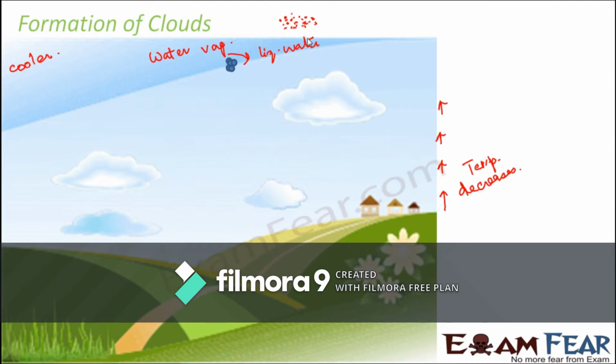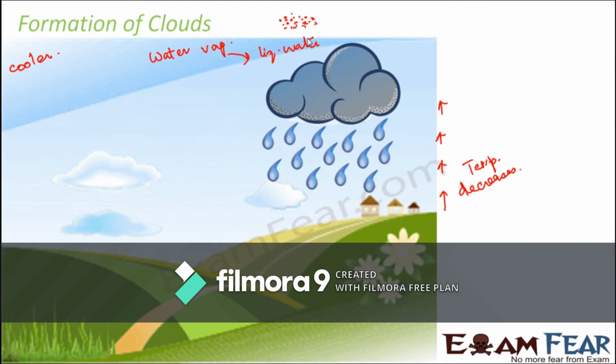But when a lot of droplets like this combine together, they tend to become heavy. And when they become heavy, what happens? They fall as rain on the surface of the earth. So that's how you see cloud formation results in rainfall. So what is this cloud? Cloud is nothing but condensed water vapor or condensed water droplets, whatever you call it.